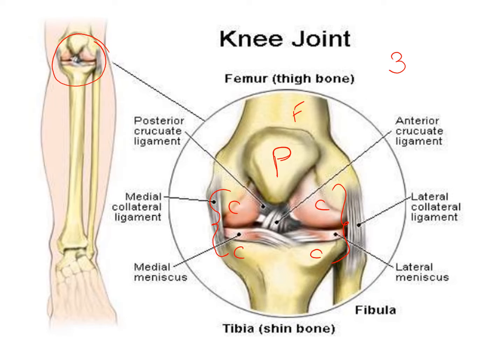Furthermore, you can see here that there is a partition which is called the menisci, and this is made up of fibrocartilage. This menisci divides the joint cavity into two compartments. As we can see here, it divides the joint cavity into two compartments.